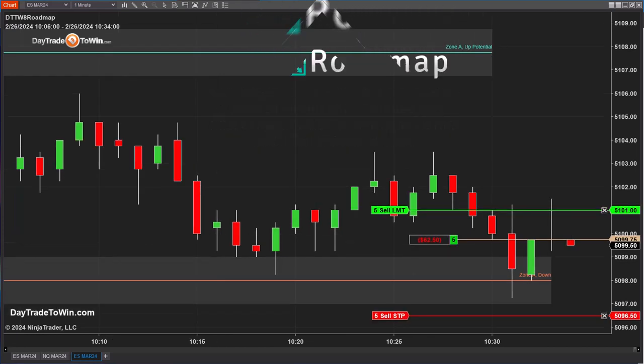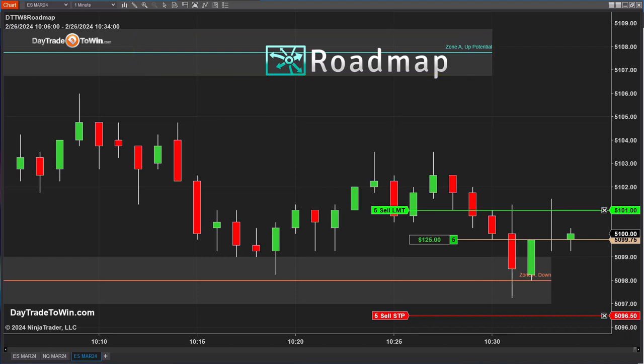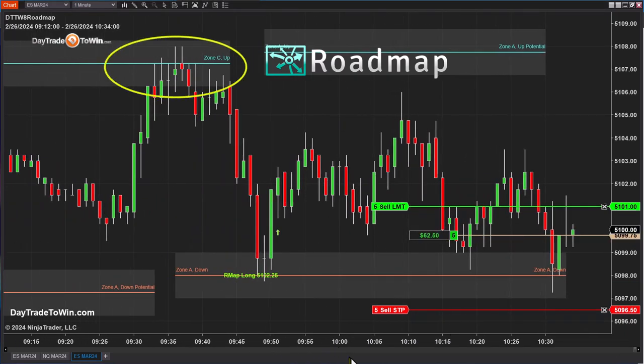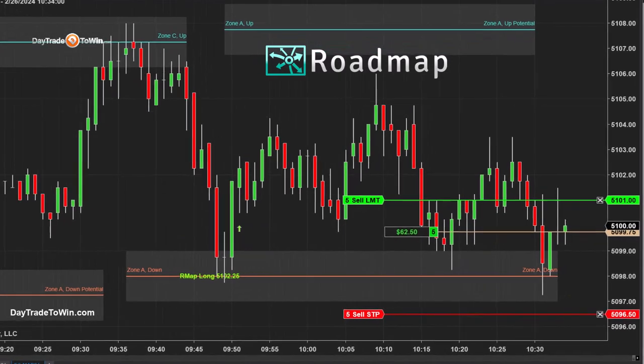So the market is landing inside of these roadmap zones. This is proprietary software from Daytradetowin, and there are a lot of funded traders using this software. The idea and the goal behind using the software, the roadmap, is to know whether or not we should be taking a trade. So you can see that the market is going from zone to zone. These zones are actually plotted in advance, so you know where you should or should not be trading.